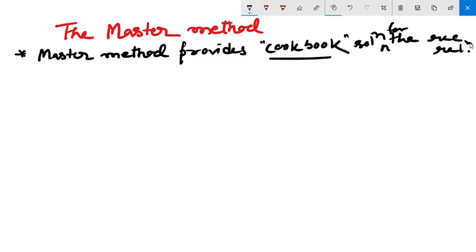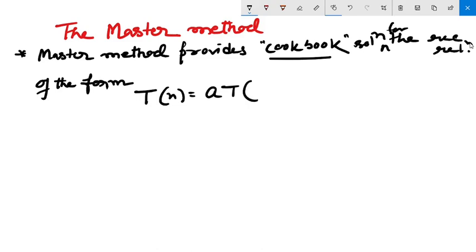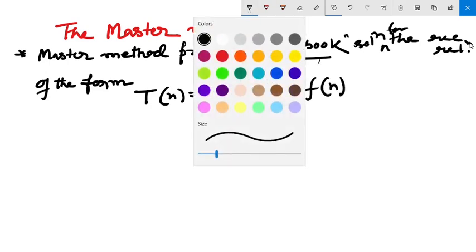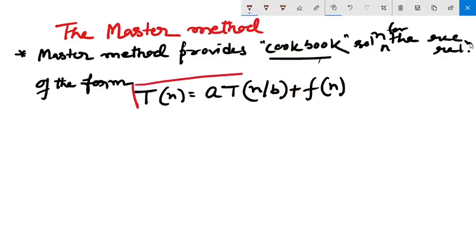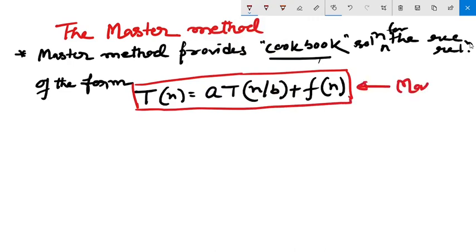Cookbook solution for the recurrence relation, or the recurrences, of the form: what is the form? Just now I said T(n) = a T(n/b) + f(n). If the recurrence relation is of this form, then you can directly apply the master method. Master method is directly applicable here. You will get a quick solution.